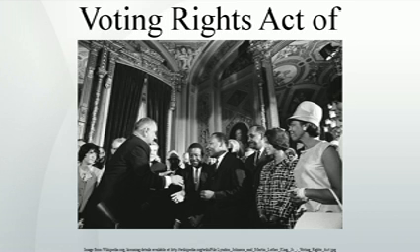The coverage formula reached a jurisdiction if the following two elements existed: 1. The jurisdiction maintained a test or device on November 1, 1964, and 2. less than 50% of the jurisdiction's voting age residents either were registered to vote on November 1, 1964, or cast a ballot in the November 1964 presidential election. Few jurisdictions outside the Deep South were encompassed by this formula.